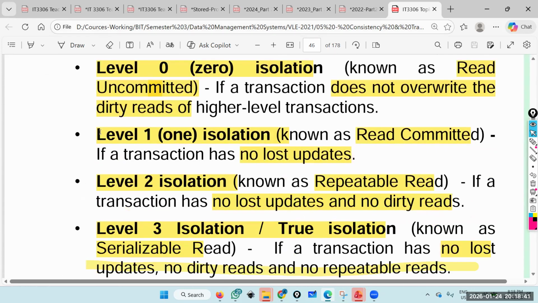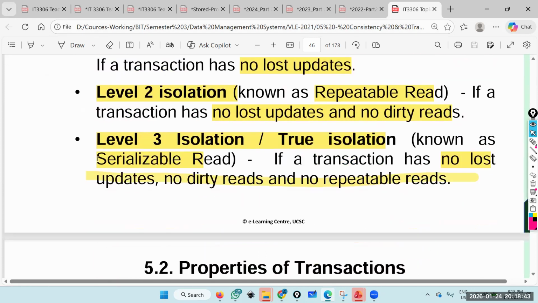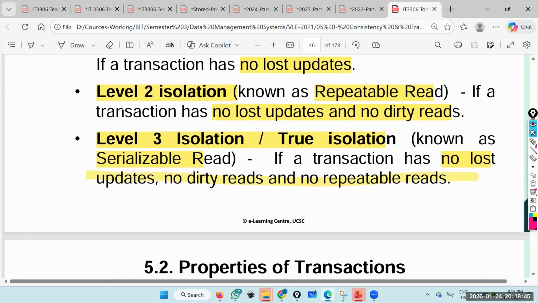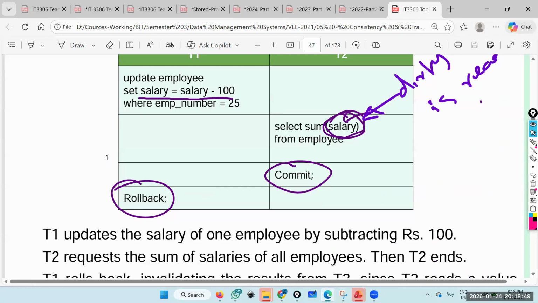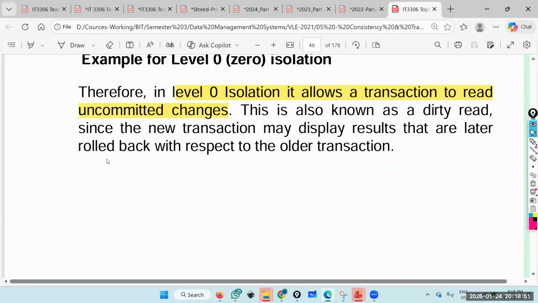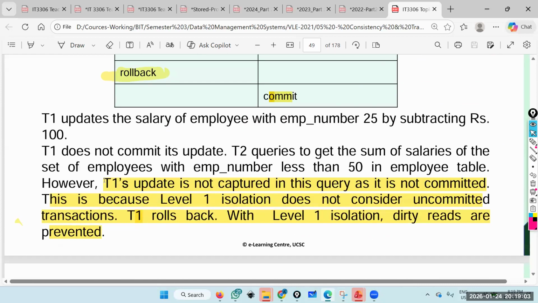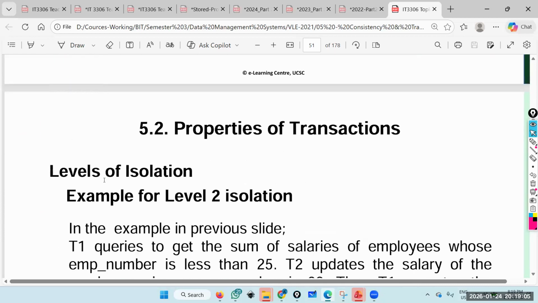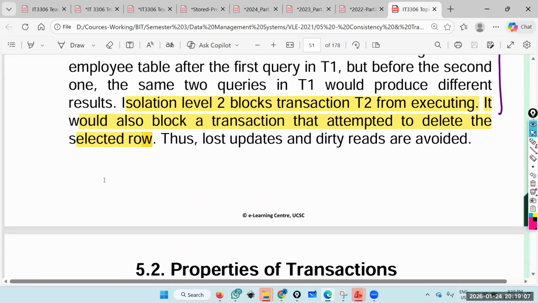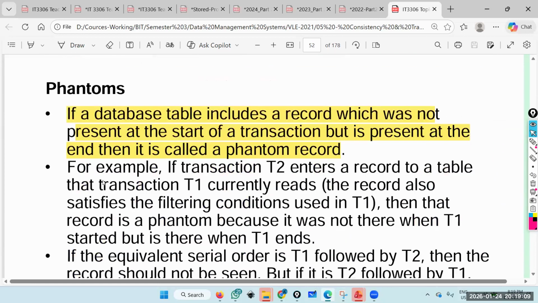Right. So isolation levels: level 0, level 1, level 2, level 3. Level 3 is the true isolation, serializable. For each level, which problems are resolved and which problems still exist, that is something you need to remember. Which problems can still happen and which are resolved.